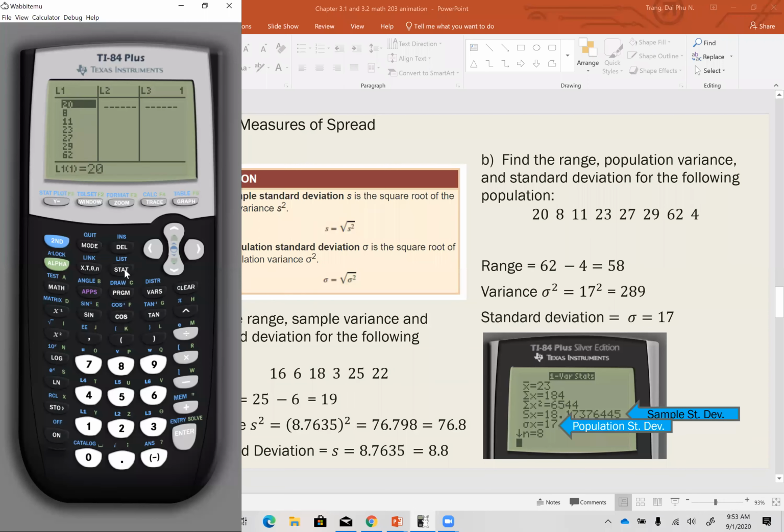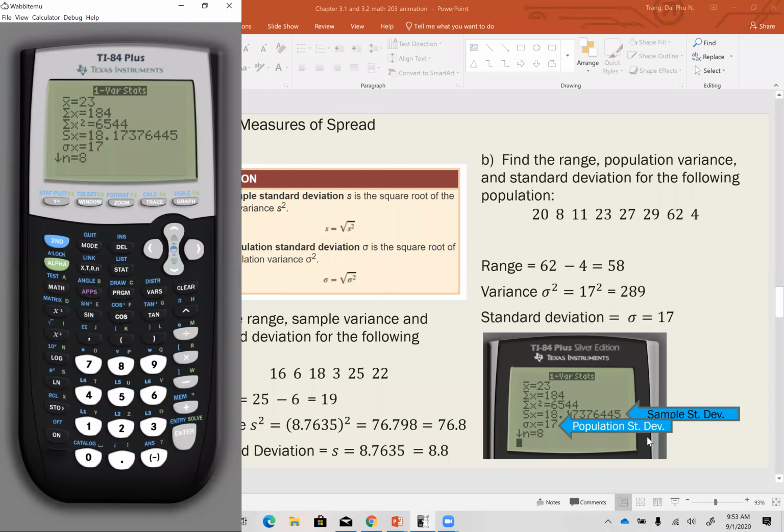And again, reminder, you hit stat, you go to calculate, and we're using 1 var stat. For now, we're only using 1 var stat. We're not using anything else. And then just go to calculate, and hopefully we have the same output as we have here, which is, everybody see that 23 is my mean. My sample standard deviation is 18.17376, and my population standard deviation is 17.